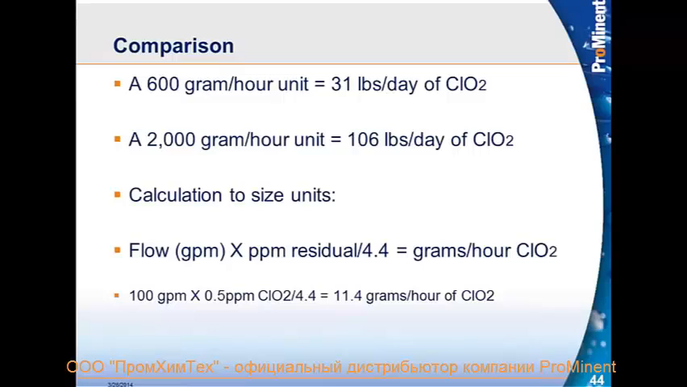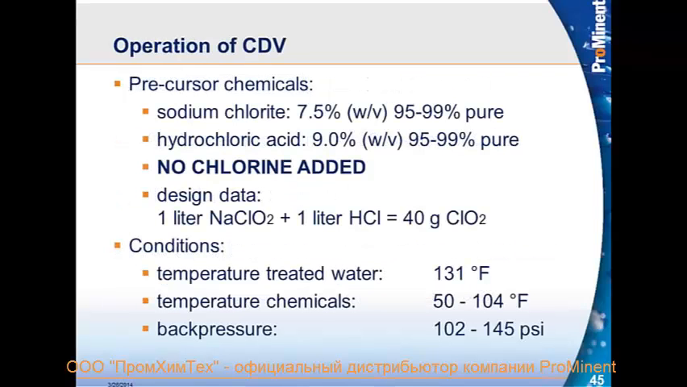Once again, you need to take into consideration the water chemistry and a few other factors before you actually get a definite size of unit that you would want. For our CDV series to operate, as I mentioned, we use 2 precursor chemicals. These are diluted: sodium chlorite at 7.5% and hydrochloric acid at 9%. These are available through chemical vendors, sometimes not as easy as the concentrated chemicals because these have to be diluted by the chem vendor, but they are available. Once again, no chlorine added.